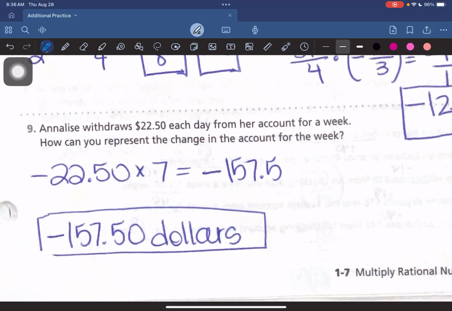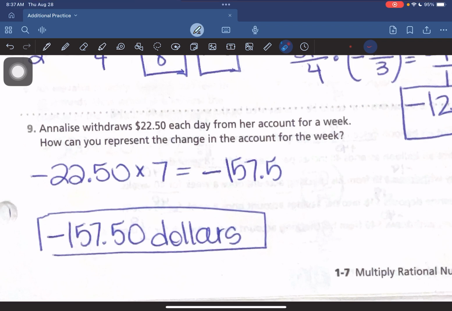Number 9, another word problem. Annalise withdraws $22.50 each day from her account for a week. How can you represent the change in the account for the week? Again, we remember that withdrawal means that that money is going to be considered negative. You do need to have your background knowledge of how many days are in a week. That would be 7 days. So negative $22.50 times 7 equals negative $157.50.